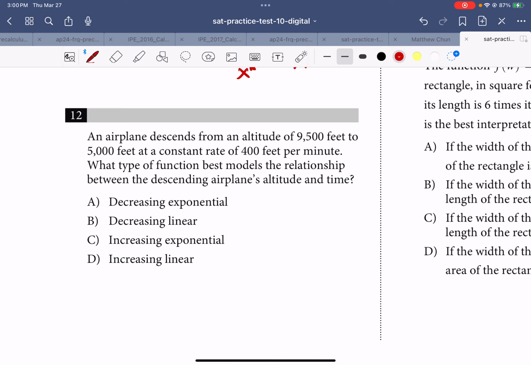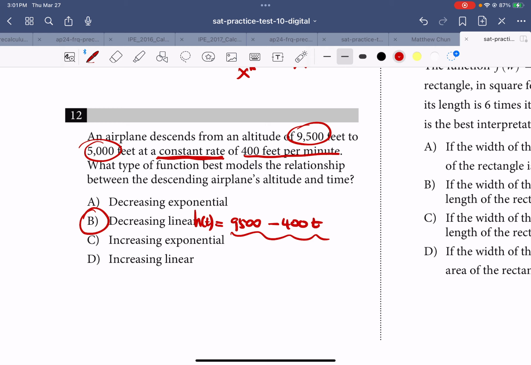An airplane descends from altitude 9,500 feet to 5,000 feet at a constant rate of 400 feet per minute, and which type of function best models the relationship between the descending airplane's altitude and time. So it descends at a constant rate. That means it shows linear, and also its altitude is decreasing. So it should be B, right? So you can set it up: negative 400t, and in the beginning it was 9,500, right? So that's your height in terms of t. So this one is linear but descending.